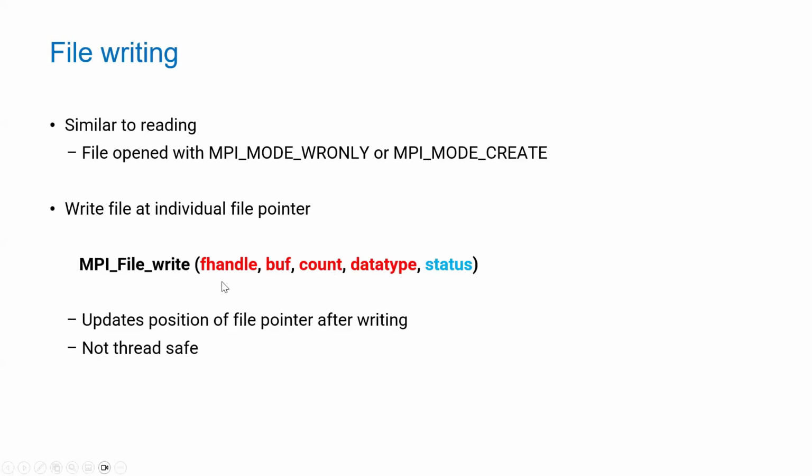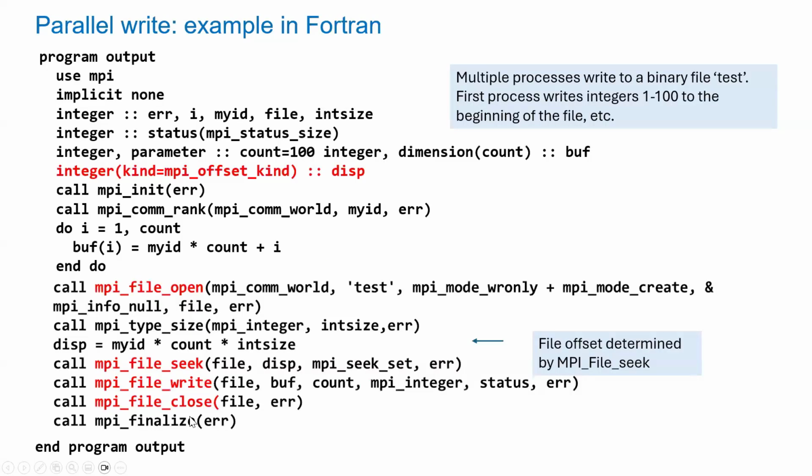The syntax in file write: you have the handle, the buffer, the count, the data type, and the status. It's the same thing, where you update the offset each time, and it's not thread safe. Then we can bring up a simple example.